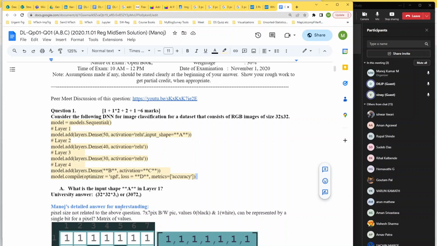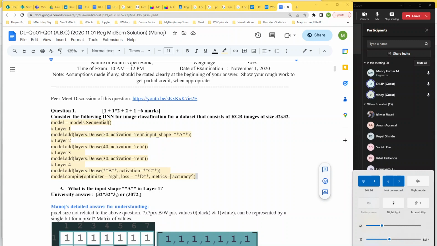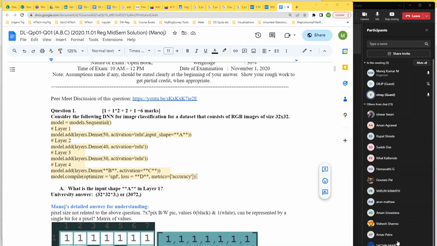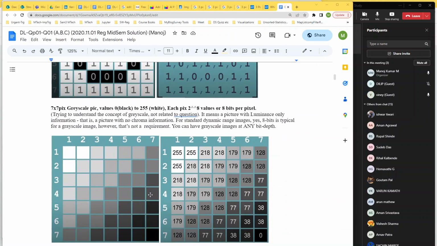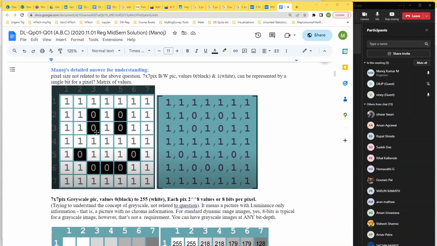32 by 32 size RGB, 32 into 32, yes. And I got why you are doing 3. Three is 32 into 32 into RGB because you know black and white, no? It's ones and zeros, right? So if it is only one color, then it is 32 into 32. Got it.